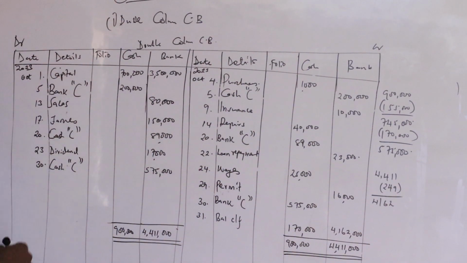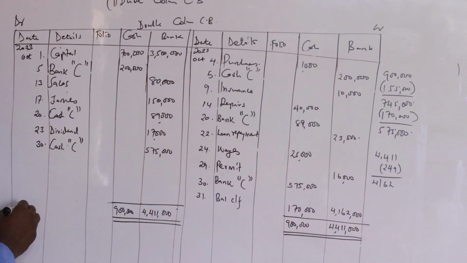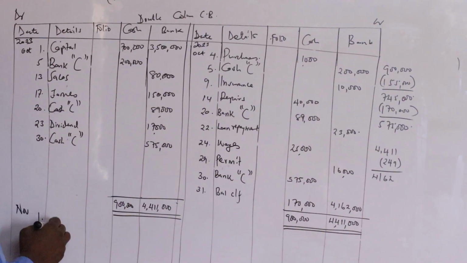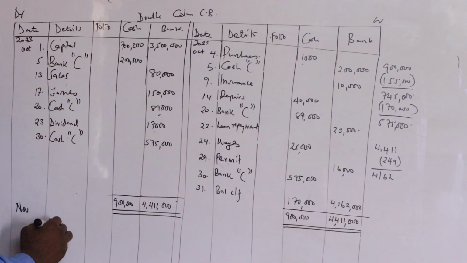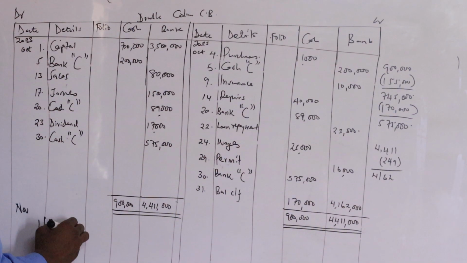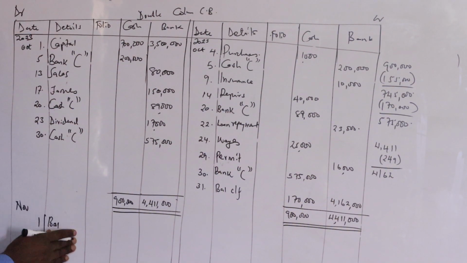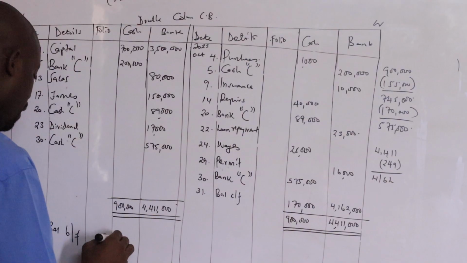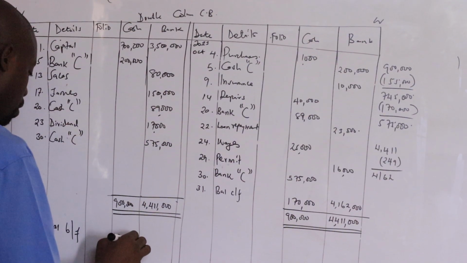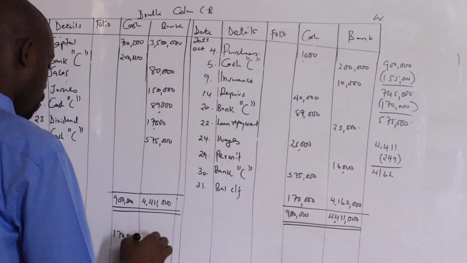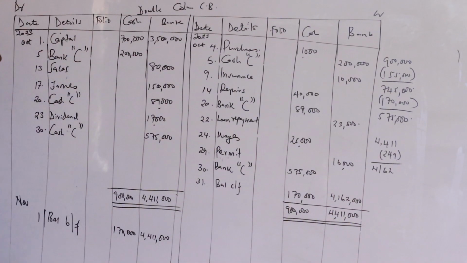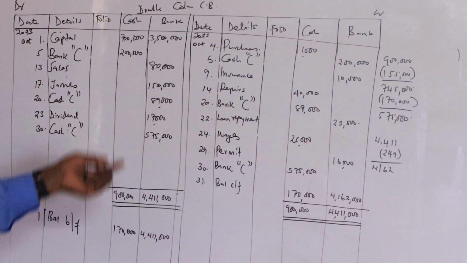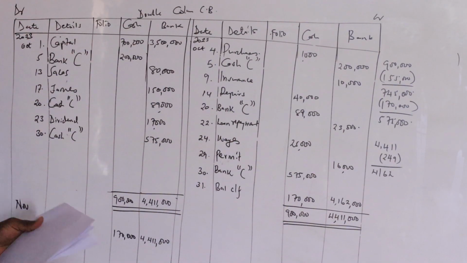Now, on the first day of the next month, which is November 2023, still first, here I'll have balance brought forward from last month. Balance brought forward of how much? Cash, we have now 170,000. Bank, we have 4,411,000. That's how we balance this cash book. So that is how we record a 2-column cash book.